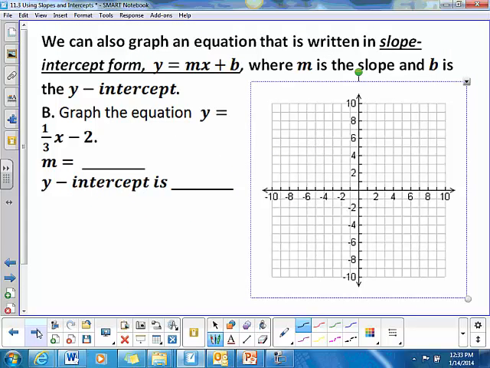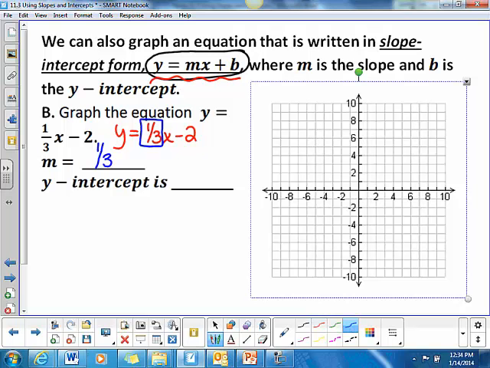Here, we're going to graph an equation that is written in slope-intercept form. Remember, that's the form y equals mx plus b. Remember, m is the slope and b is the y-intercept, okay? So here we're going to graph the equation y equals 1/3 x minus 2. Okay, so looking at this equation, I see that m is the number attached to the x term. So my slope is 1/3. And b, which is the y-intercept, is negative 2.